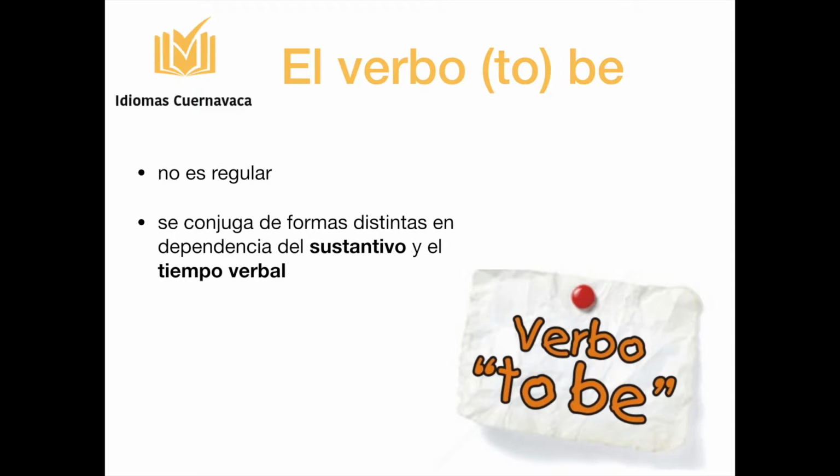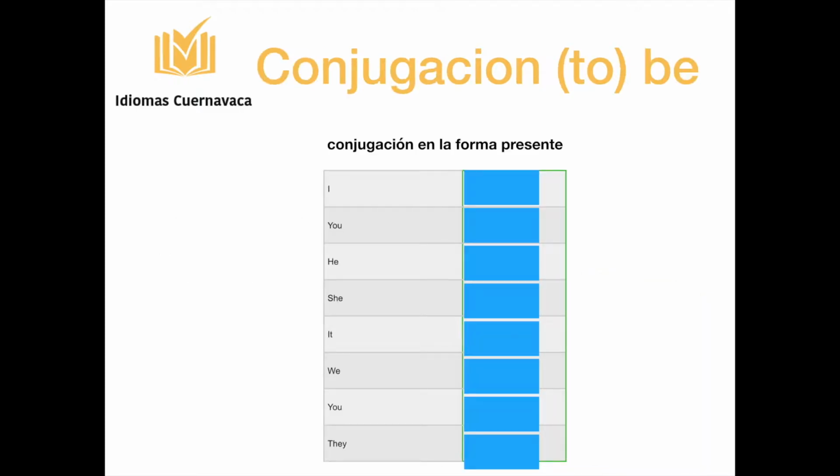Para hacerlo más claro, tengo aquí ejemplos de la conjugación del verbo to be. Este ejemplo es de la forma presente. Aquí tenemos los diferentes pronombres personales en inglés: I, you, he, she, it, we, you, they. La primera conjugación del verbo to be para I, yo, en español, sería am.